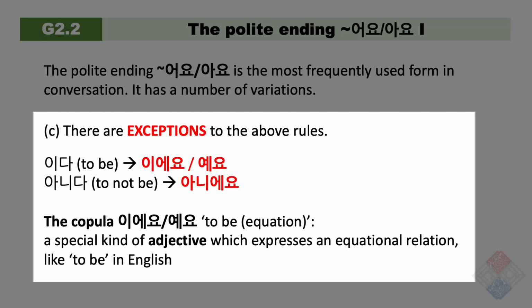The copula 이에요, 예요 is a special kind of adjective which expresses an equational relation, like "to be" in English.